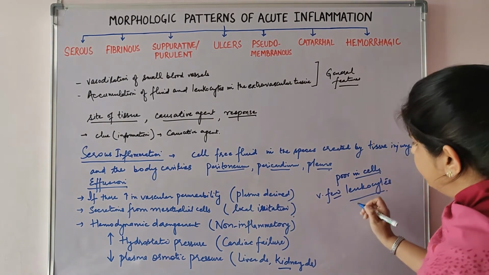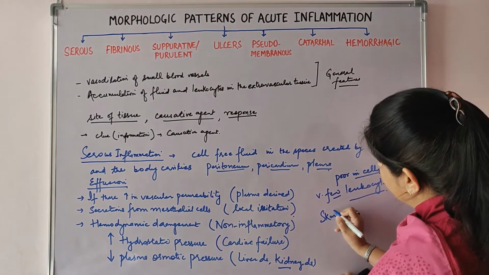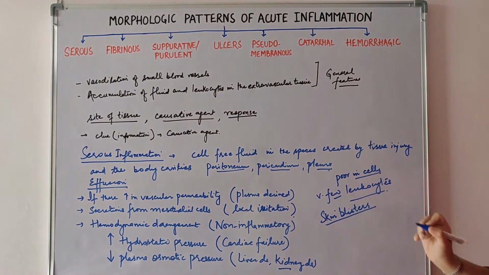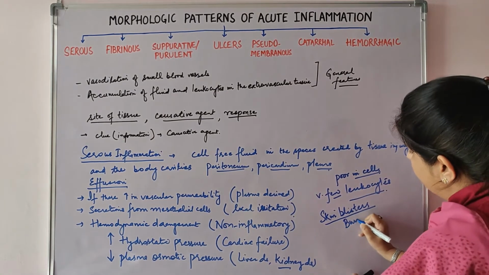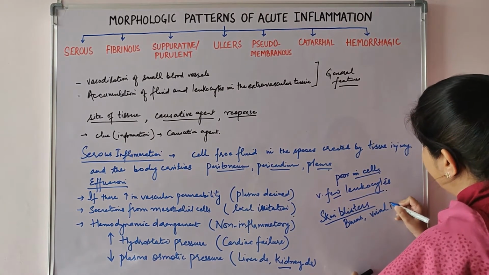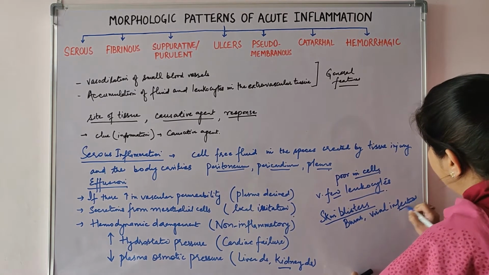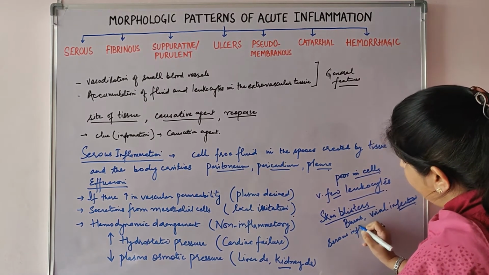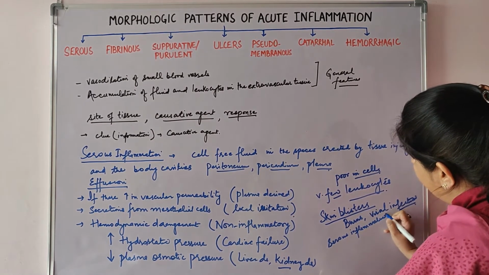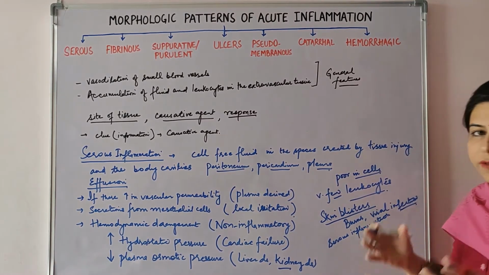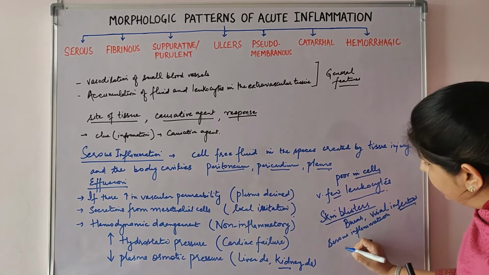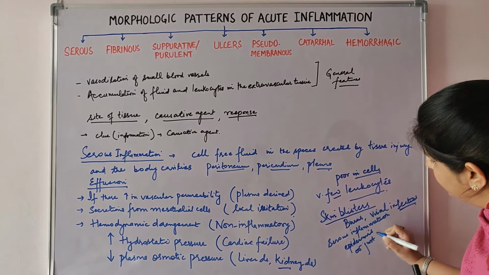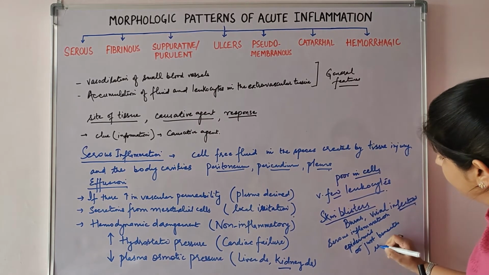Now another example is skin blisters. Skin blisters can occur as a result of burns or viral infections. Skin blisters represent serous inflammation in which the serous fluid accumulates in the epidermis or just beneath the epidermis.